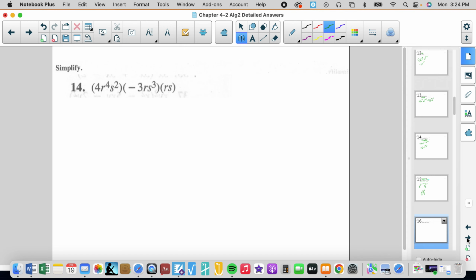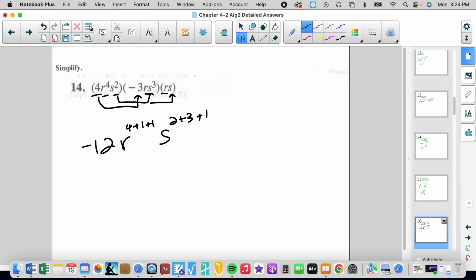And the coefficients, -1 times -1. So we have 4 times 3, -12. We have r to the 4th, r to the 1st, r to the 1st, 4 plus 1 plus 1, s to the 2nd, s to the 3rd, s to the 1st, 2 plus 3 plus 1, -12r to the 6th, s to the 6th.